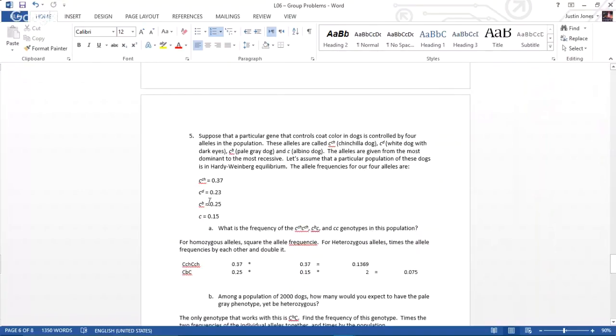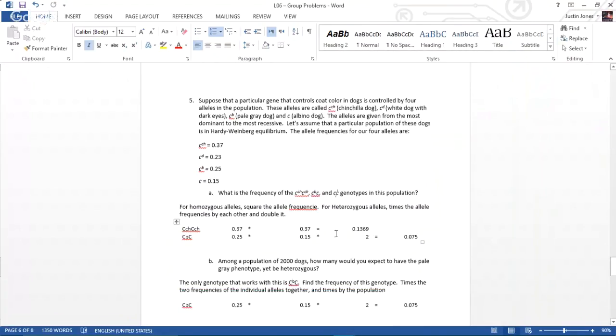So for this one, we're given this chart. These are the different alleles that dogs can have. We have chinchilla, white with dark eyes, this B one, which is pale gray, I don't get why that's B, and then just plain C for albino. So what is the frequency of the CH, CH, B, and C and CC genotypes?